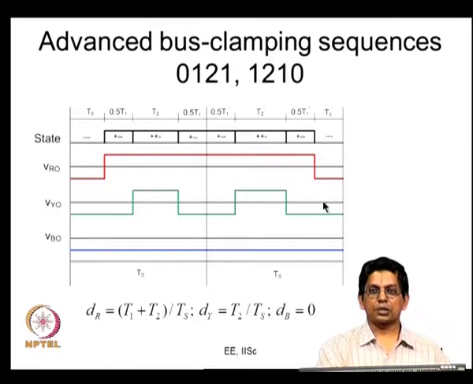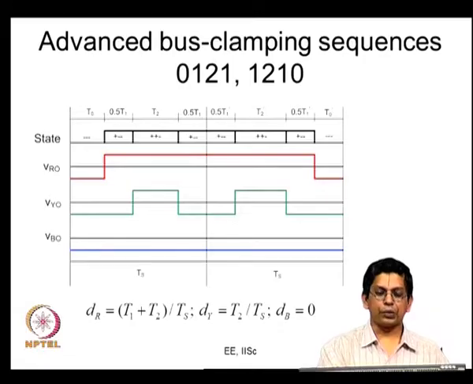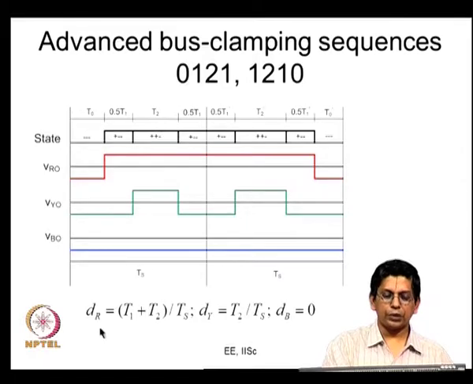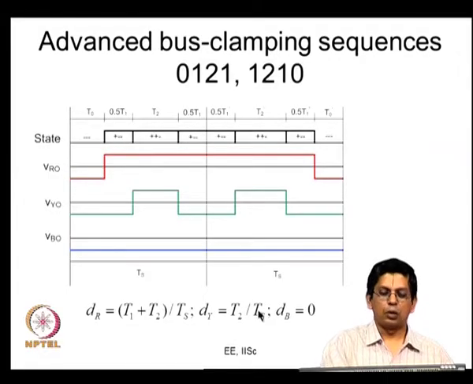Now, if it is advanced bus clamping PWM, once again you need the duty ratios. How do you get them? The duty ratio of R phase is 0.5 T1 plus T2 plus 0.5 T1, which is nothing but T1 plus T2 divided by Ts. What is your Y phase duty ratio? The Y phase is switching twice, but still its top is on for T2 seconds out of Ts. So it is T2 by Ts. What is the duty ratio of B? dB is equal to 0.